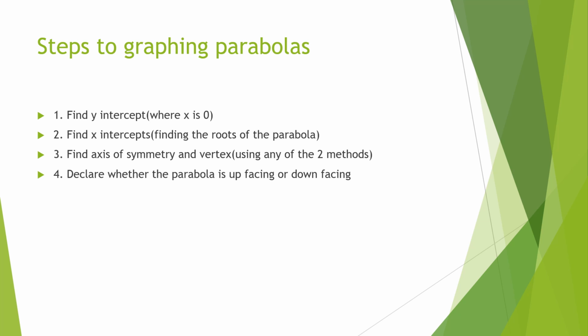So to graph a parabola, there are multiple steps that you need to do. First, you need to find the y-intercept. The y-intercept is just where x is 0. Then you need to find the x-intercepts, which is just finding the roots of the parabola. Then you need to find the axis of symmetry and vertex using either of the two methods I showed before. Then you need to declare whether the parabola is up-facing or down-facing.